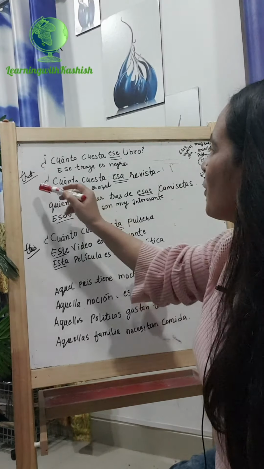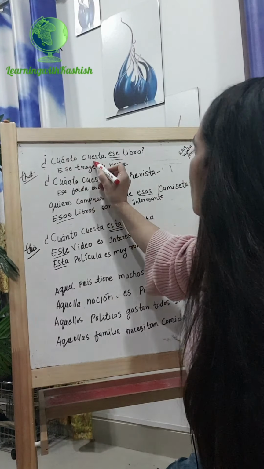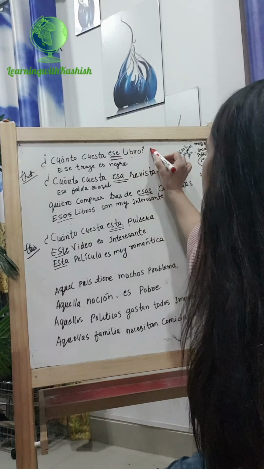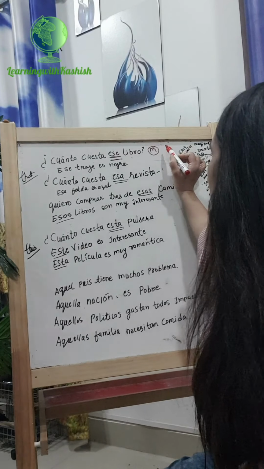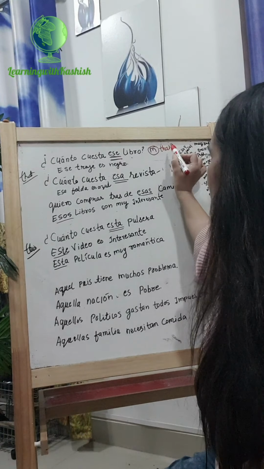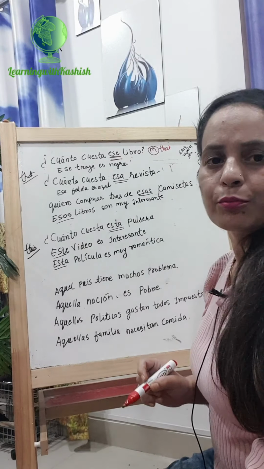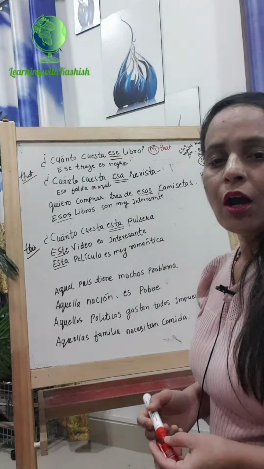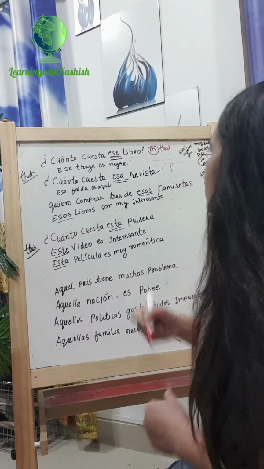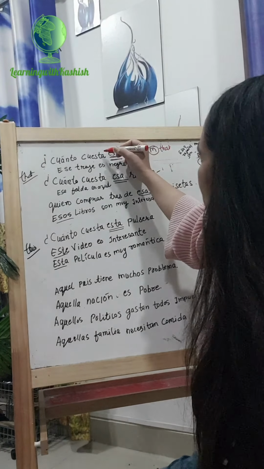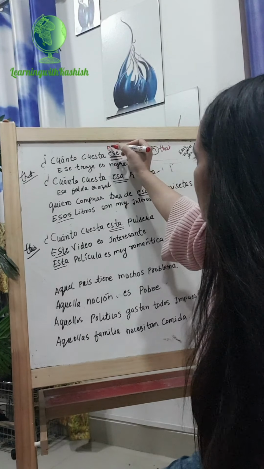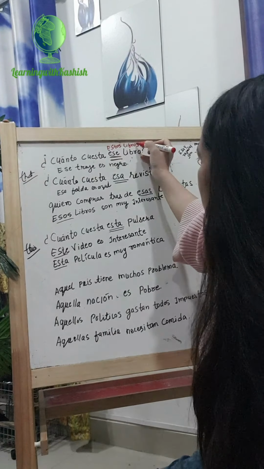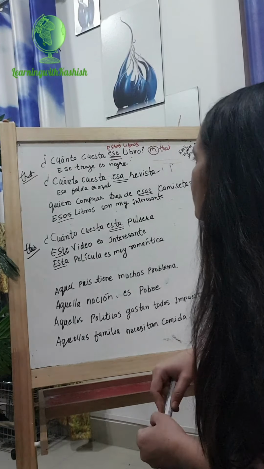First, for example, cuánto cuesta ese libro. Ese, this is masculine, that. What is the cost of that book, because it is one book. If I want to say how much is the cost of these books, then you can say cuánto cuesta estos libros.